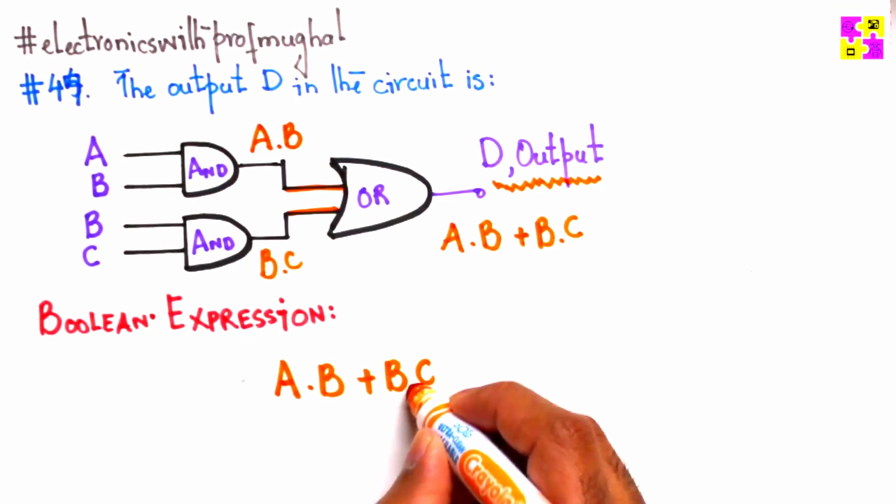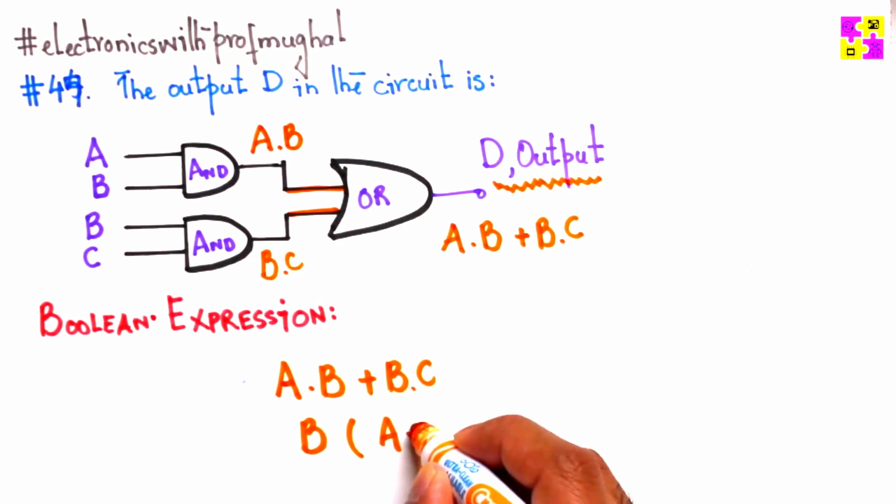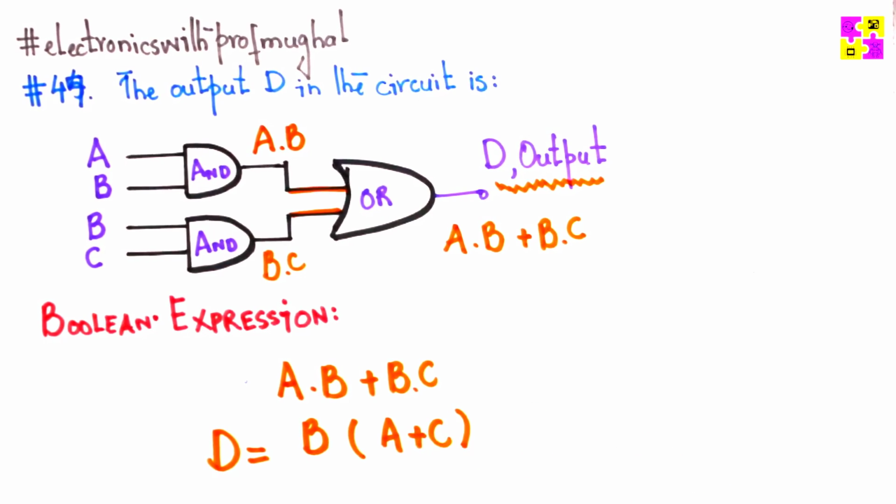I can further simplify it such that I take B common here, and then I would get B times A plus C. That is your output D over here. It can't be further simplified.